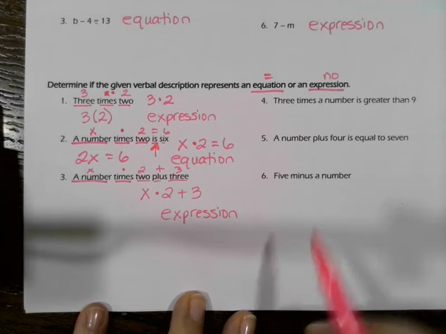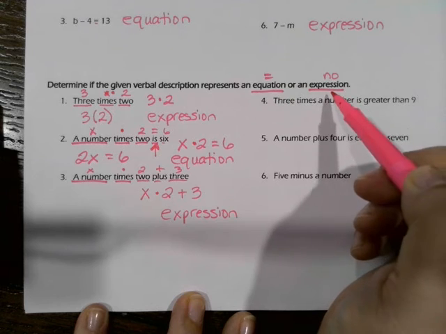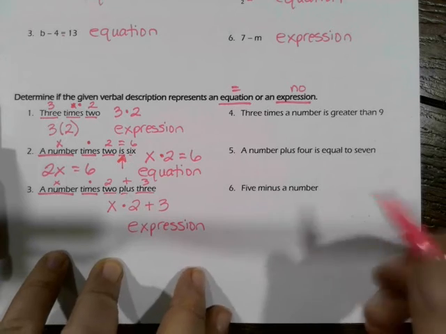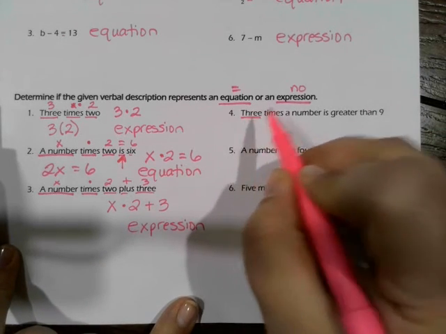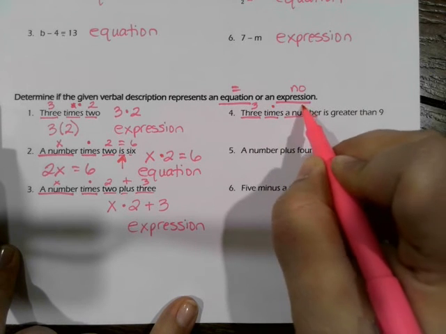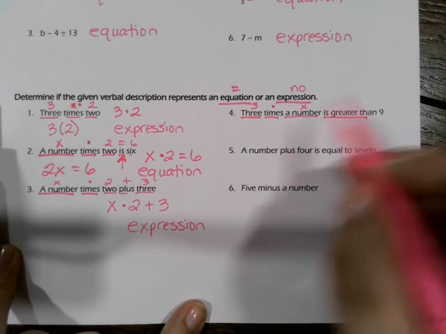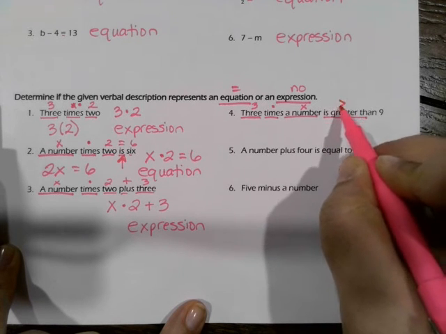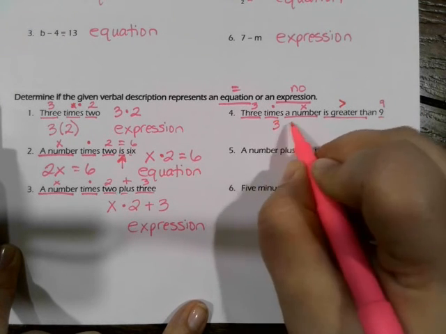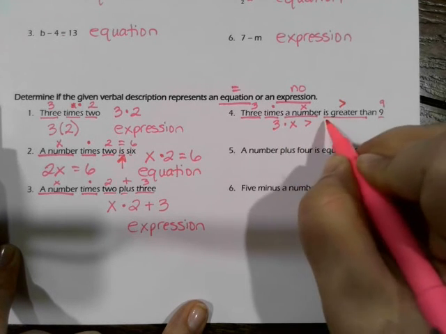Remember, an equation has to have an equal or a keyword representing equal, and an expression has no equal sign. We're going to do one more together, and y'all are going to do a couple on your own. So here we have 3 times, so a dot, a number, which I don't know what it is, greater than, okay, that's a little bit different than before. It's greater than, the symbol, and then 9. So we have 3 times x is greater than 9.